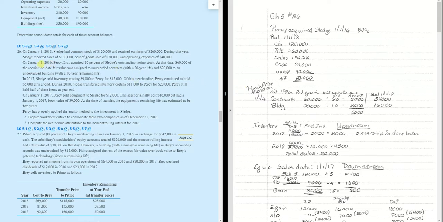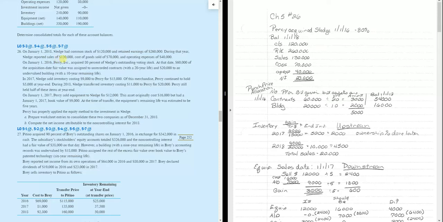Okay, this one is chapter 5, number 26, and it actually has some equipment in it. On January 1st, 2018, Sledge had common stock of 120. I honestly don't know if I need it or not, so I wrote it down. Balance 1118. Usually they tell us the purchase price, but this is 1118, so I'm a little confused at the moment. And retained earnings of 260.